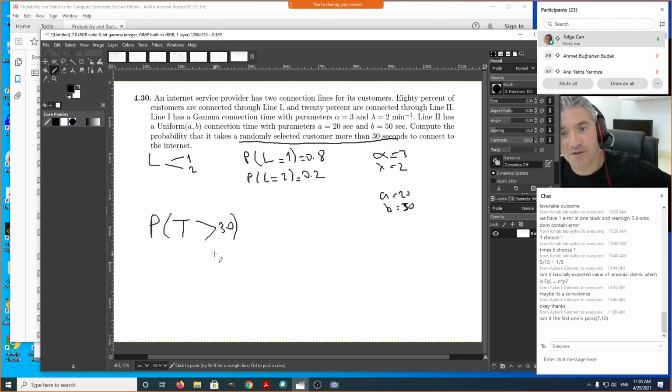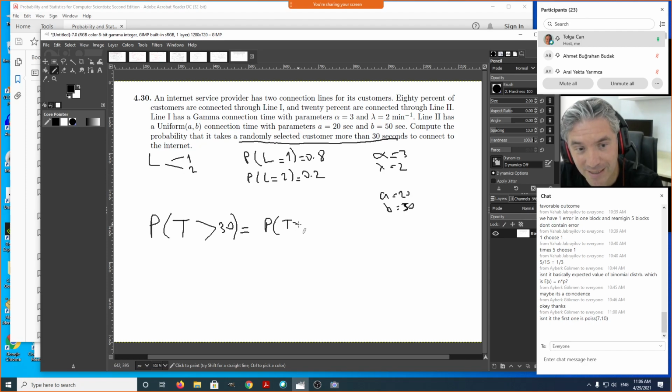So this is like the unconditional probability. You're asked here an unconditional probability. This is not about the Bayes rule. But how do we compute the unconditional probability of getting more than 30? This time we're going to use the law of total probability. If you think about the outcome space, the line can either be 1 or 2. There is no other line. Line 1 and line 2. So we are going to add these probabilities.